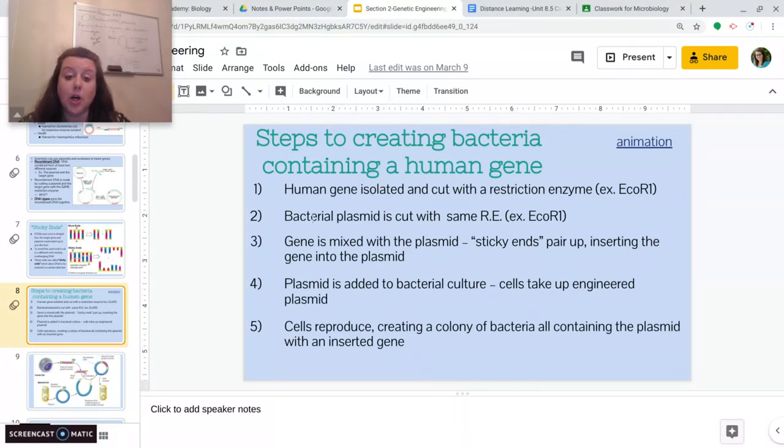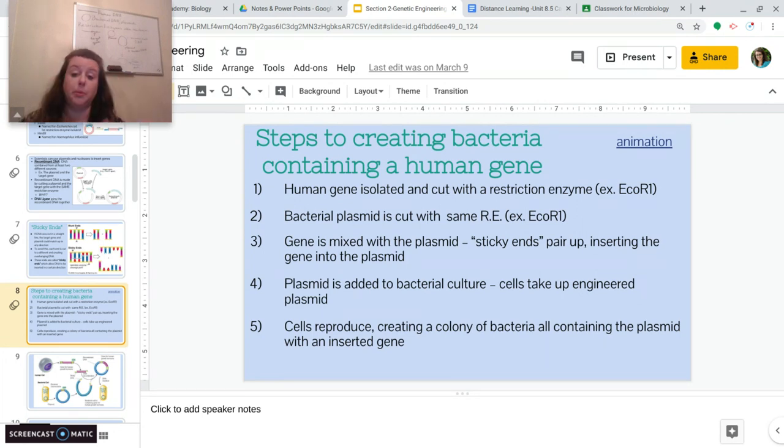You also have to cut open the plasmid with the same restriction enzyme, okay? But you've got to remember human DNA is linear, so it's going to require 2 cuts to get out the target gene. A plasmid is circular, so it's only going to require 1 cut to open it up. So we have a human gene that's linear, so we're going to cut it twice. Then we have the target gene. The plasmid is circular, so we're only going to cut that open to open the circle.